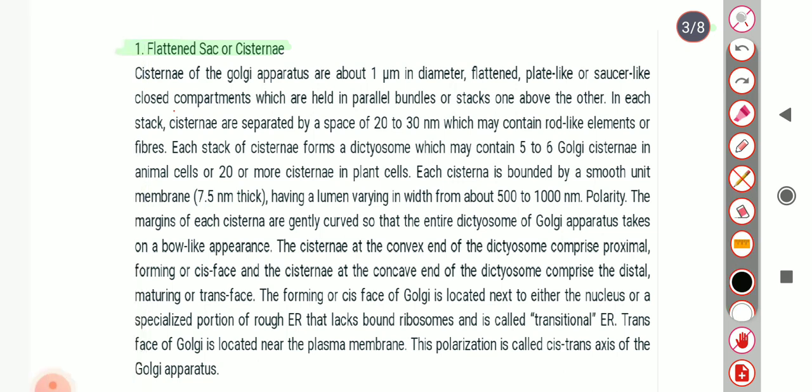Next come to the structure of Golgi apparatus. First of all is flattened sacs or cisternae. Cisternae of Golgi apparatus are about 1 micrometer in diameter and flattened plate-like or saucer-like closed compartments which are held in parallel bundles or stacks, one above the other. In each stack, cisternae are separated by space of 20 to 30 nanometer which may contain rod-like elements or fibers.